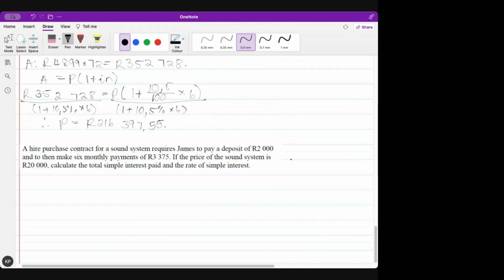And we are on to our last question, and we're talking about James. So James wants a sound system that requires only a deposit of 2,000 Rand and then 6 monthly payments of 3,375. If the price of a sound system is 20,000 Rand, calculate the total simple interest and simple interest rate paid. Okay, so let's first find out what the accumulated amount is, because James is going to be paying 3,375 Rand for 6 months.